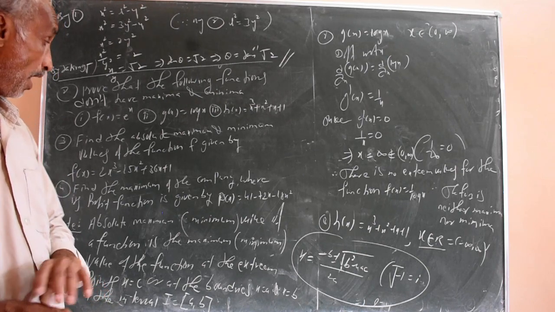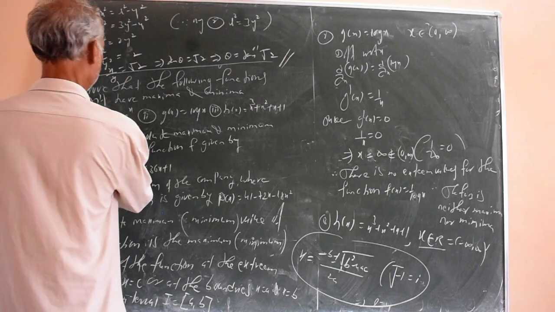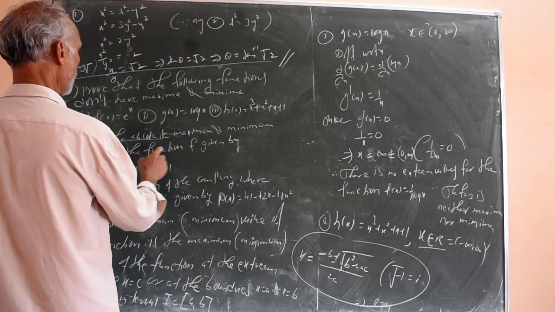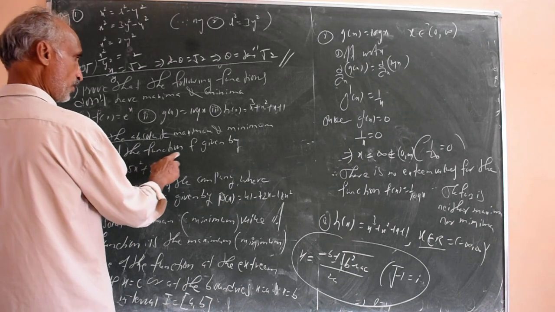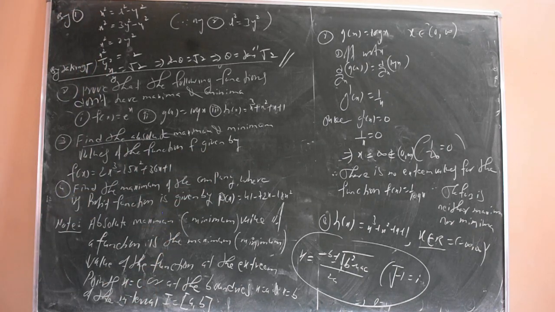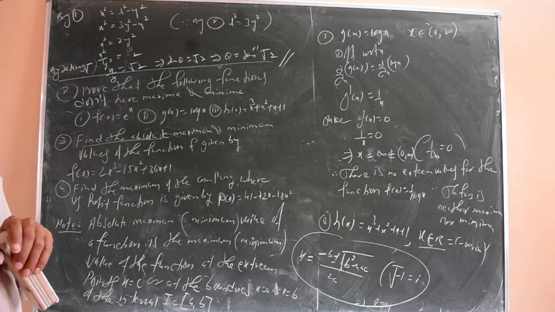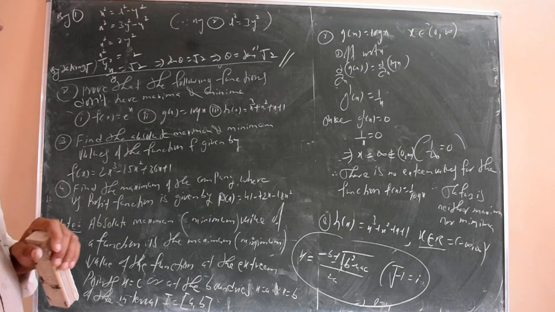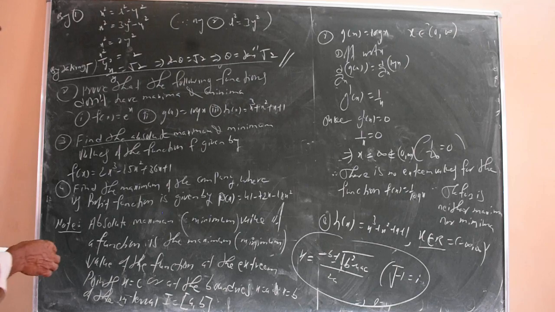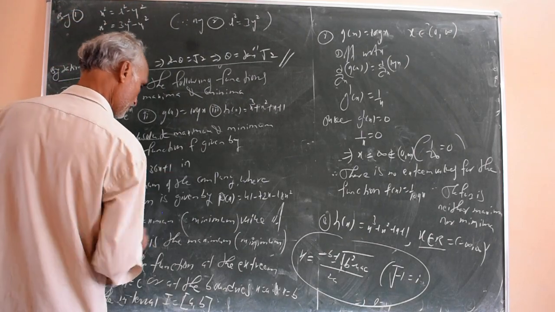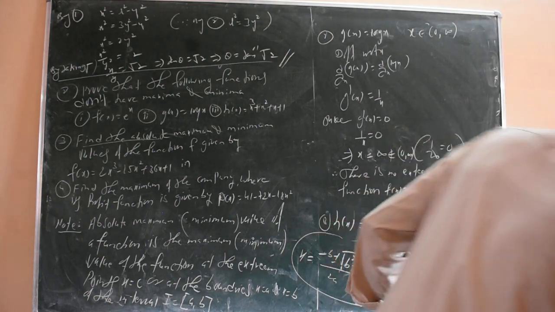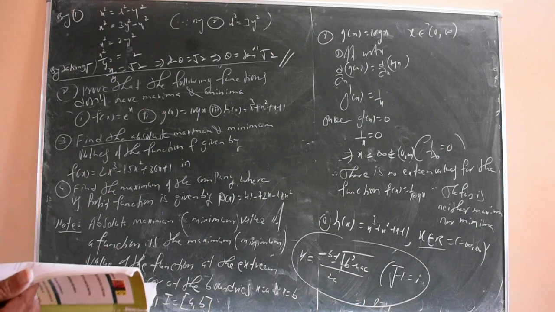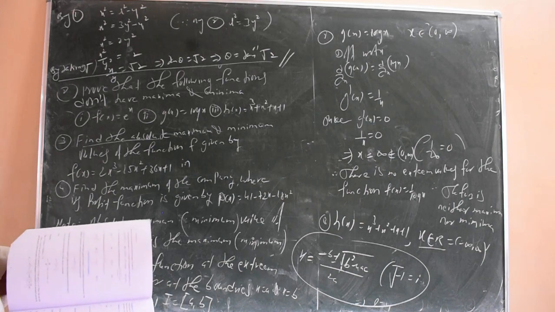At the same time, the word absolute: find the absolute maximum and minimum values of the function f given by this. Finding the maximum and minimum values at the critical points, they are called local maximum and local minimum. At the same time, there is a boundary. A closed interval is there that I have not written. For absolute maxima and absolute minima, a closed interval is a must.